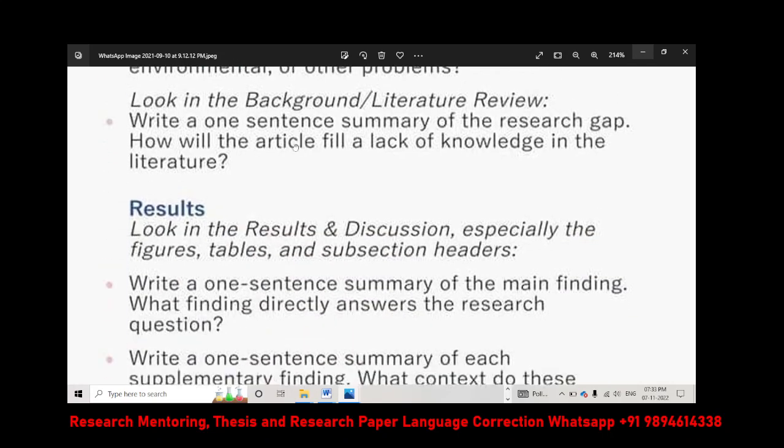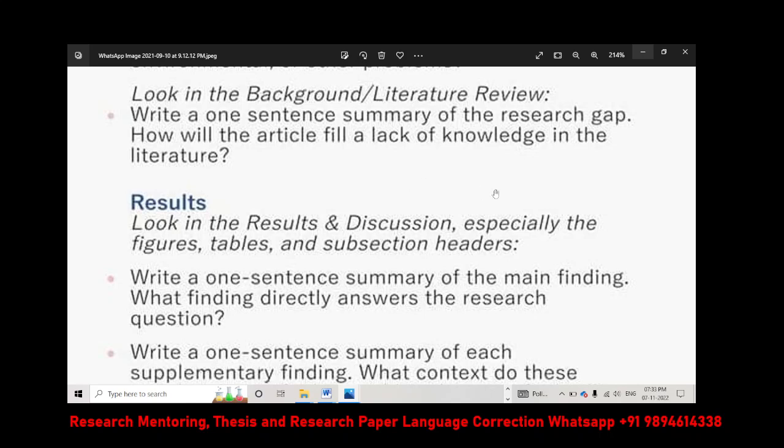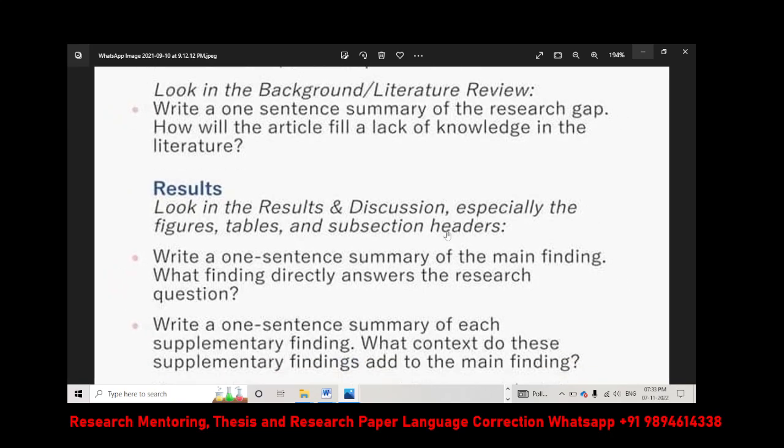Next thing you have to look at is the results section. In the results section, especially check the figures, tables and subsection headers or subheadings to understand what things in general they have presented in the particular paper. How do these results, the findings, answer the research question which you have already written in the beginning? How did it answer the hypothesis? You have to make a note of it.